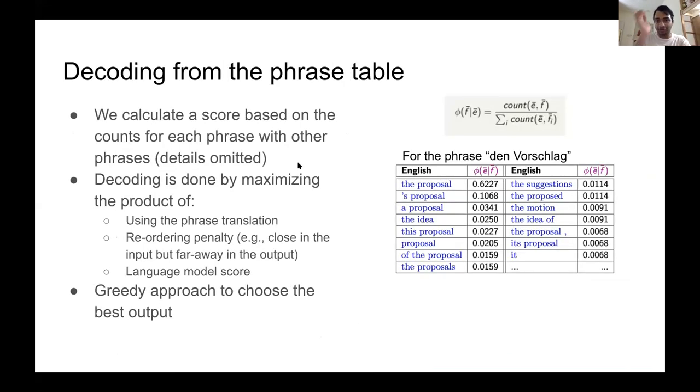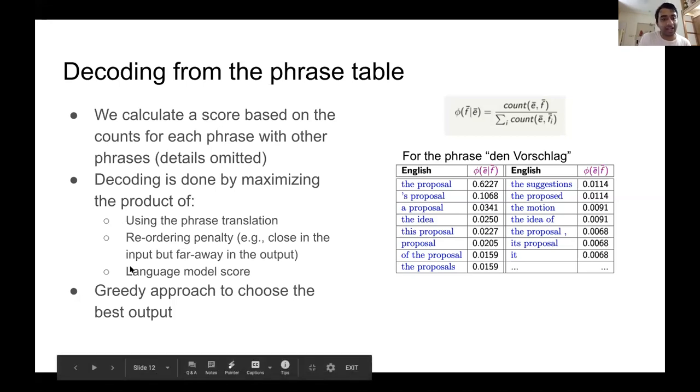So once we have these scores, how do we actually make the predictions? It's actually quite interesting that when you do the decoding, you want to produce a sentence where the translation of the phrases corresponds well with the phrases in the source sentence. You want to make sure that the sentences are largely structured the same way, and then you want to make sure that it's a coherent sentence.